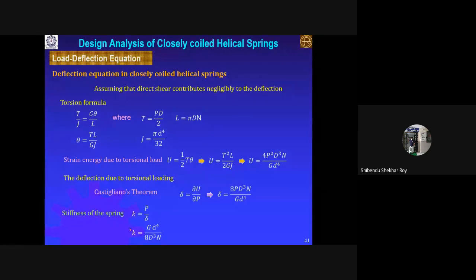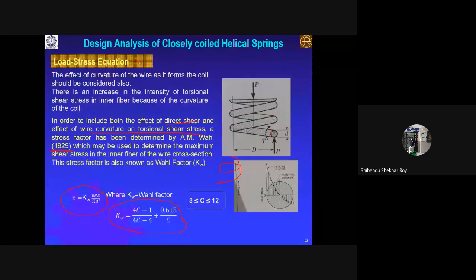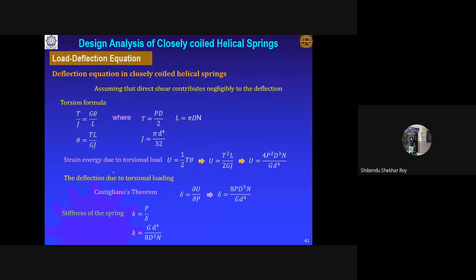So this one is the load stress equation. So load stress equation is over. P is the load and tau the total shear stress acting at the inner fiber. Now is the load deflection equation. Now deflection equation, as you know, the deflection you can calculate by the principle of strain energy, or using Castigliano's theorem. So that we like to use here.